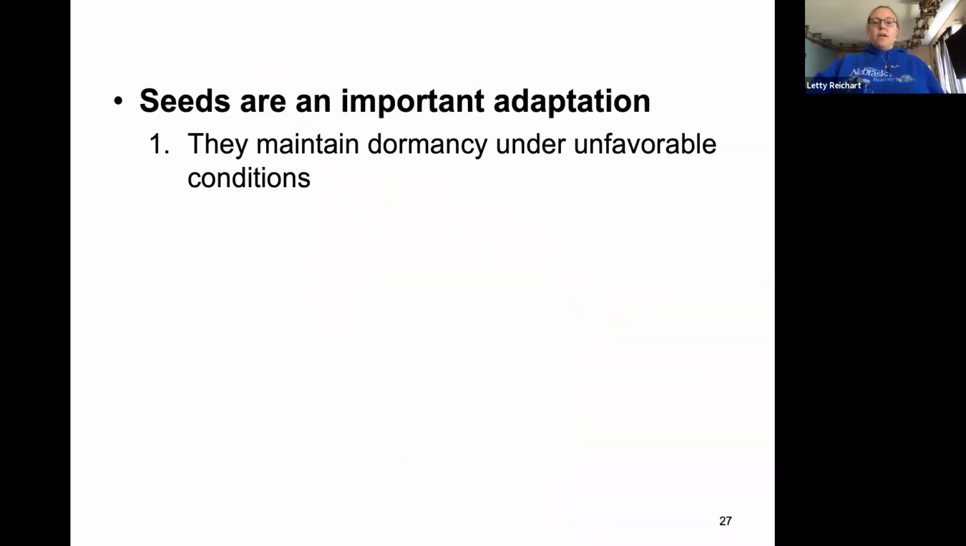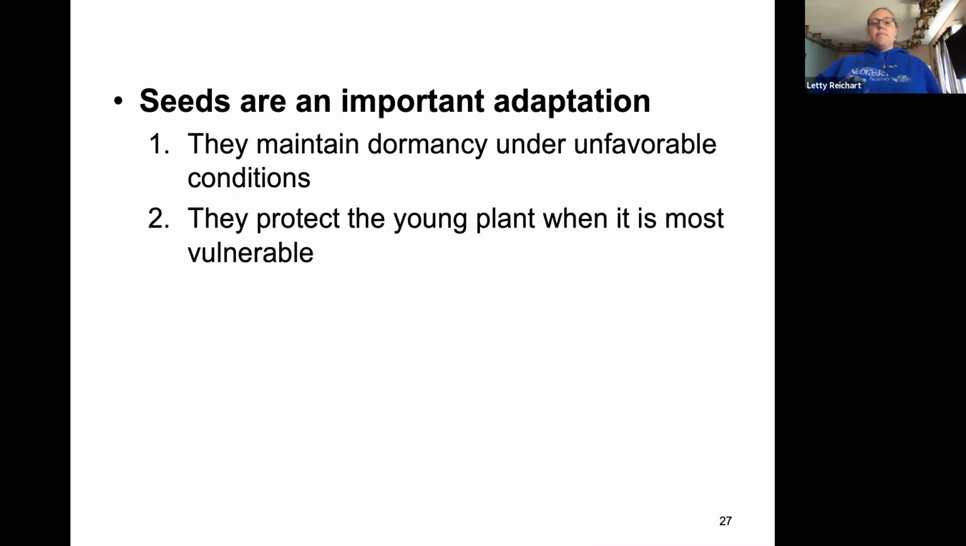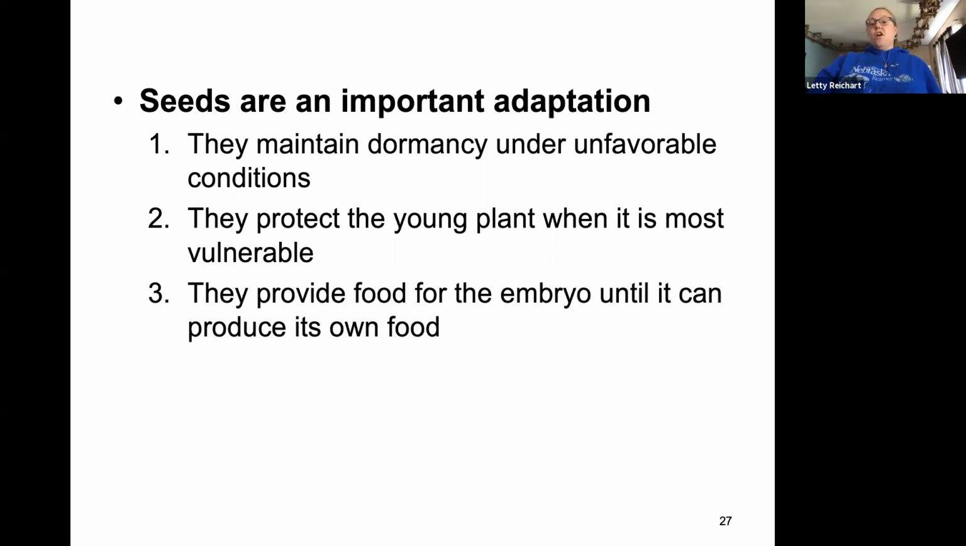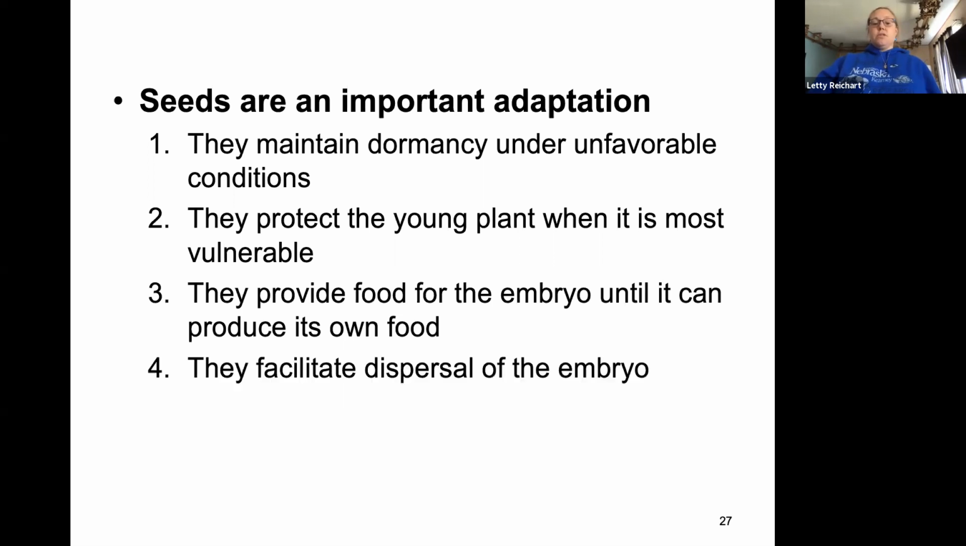Now, seeds are super important. We talked about this earlier in that first lecture. They can allow the seed to survive during really crummy conditions: drought, flood, a variety of different conditions that a dormant seed can survive. They also protect the young plant when it's most vulnerable. Basically, mitotic divisions halt within the seed when it goes dormant. The seed also provides food. As I said before, it's going to provide that first food for the embryo until it can produce its own.